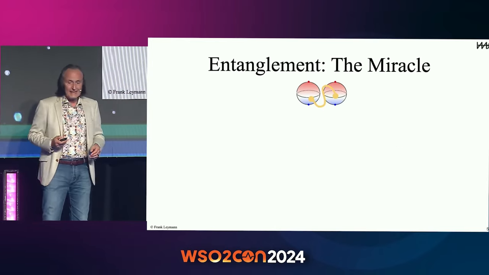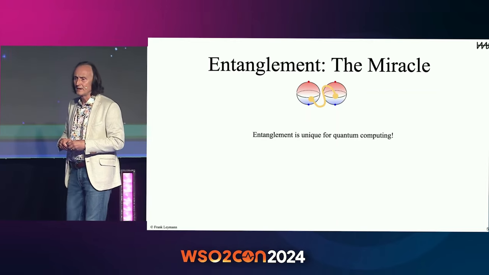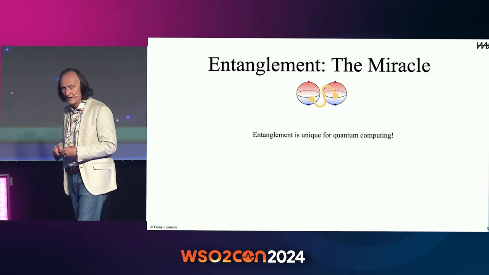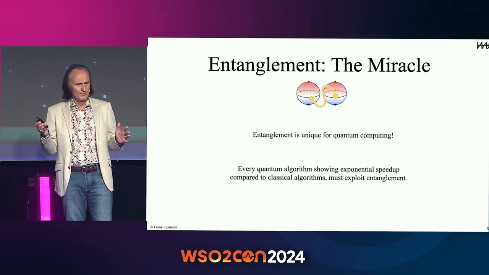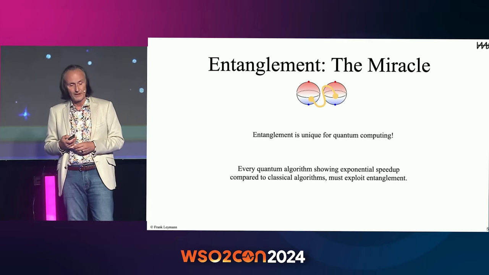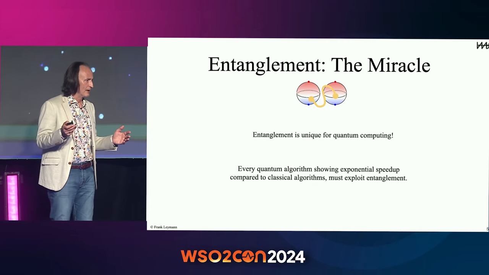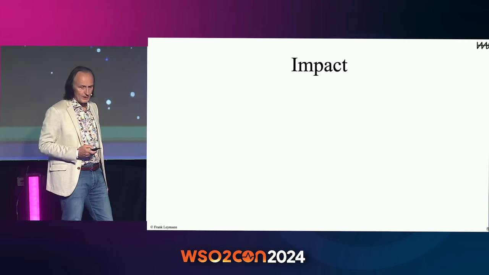Entanglement is unique in quantum computing. You can't simulate entanglement on a classical computer. And it's known that every quantum algorithm that shows an exponential speedup compared to a classical algorithm, and there are a bunch of them, must exploit entanglement. So entanglement is the real power behind quantum computers.